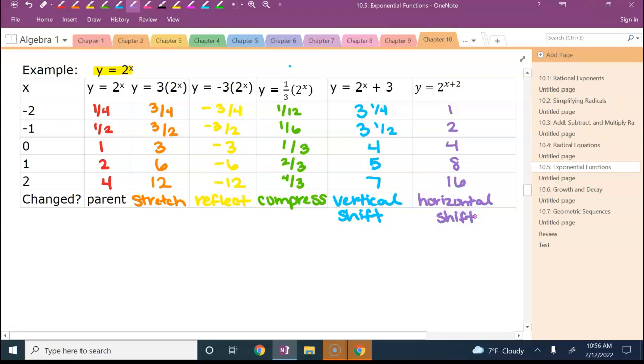So that's your table. Now what I want to do is graph all of these, and I'm going to use the same colors that I used for my table so you can see what graph matches with what. But this is all going to be taking this original parent function that we have, and it's going to be moving it around or changing how it looks because of all of these changes that we've made.